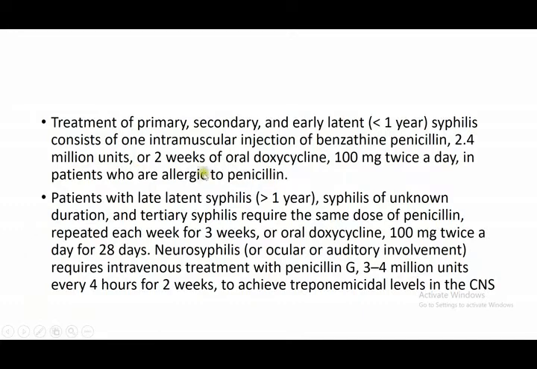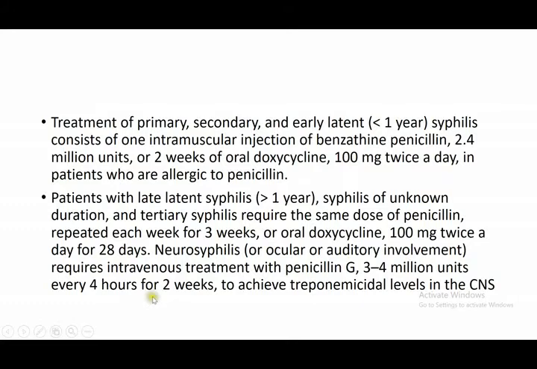Patients with latent syphilis of more than 1 year of duration, syphilis of unknown duration, and tertiary syphilis, they require the same dose of penicillin repeated each week for 3 weeks. So 3 doses of penicillin in later stage. Similarly, if the patient has allergy to intramuscular injection of penicillin, you can go for oral doxycycline, but for prolonged duration, for 28 days. Here it was only 2 weeks.